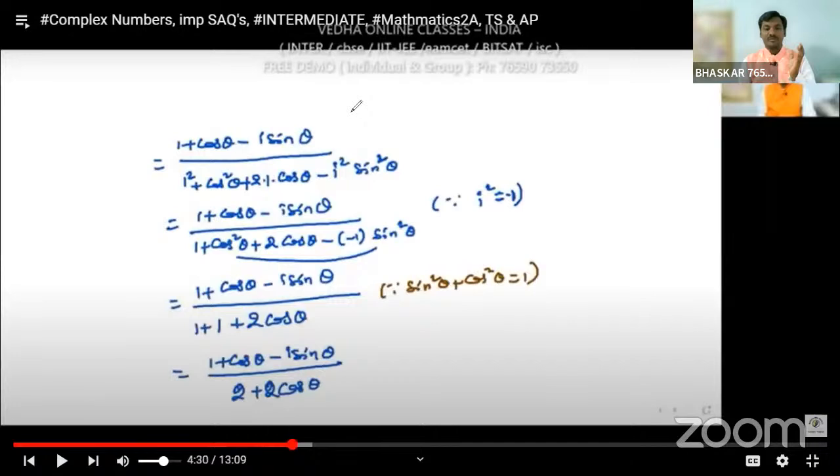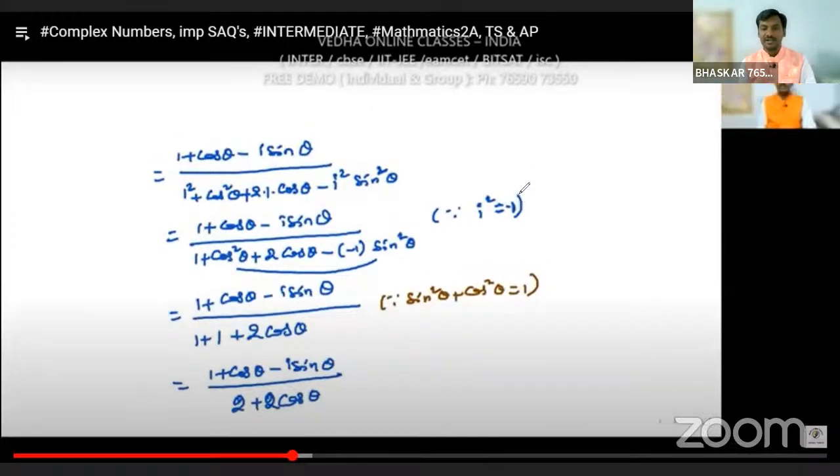Now here is one of the most important formula concepts: i square is equal to minus 1. This is one of the most important formulas we are going to use in complex number problems. By using this formula, i square is equal to minus 1, we are going to eliminate the complex number i from the denominator.